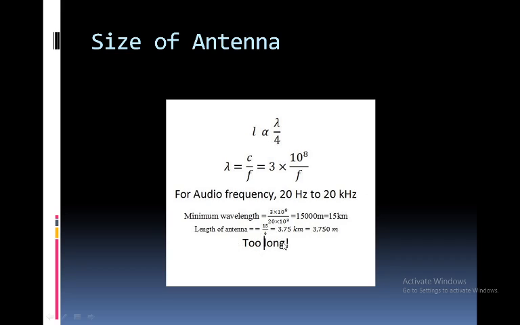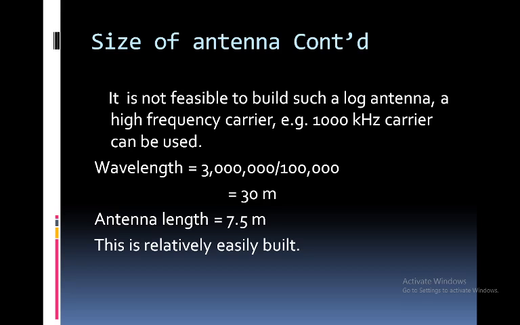Stability of a material or the system: the lower the center of gravity, the more stable the body becomes. So if the body is very long, that means the base has to be very wide, so it's going to take an excessive amount of land. So that's not feasible. Since this is not feasible, we cannot build such a very long antenna. A high frequency carrier, e.g., a 1000 kilohertz carrier, can be used.